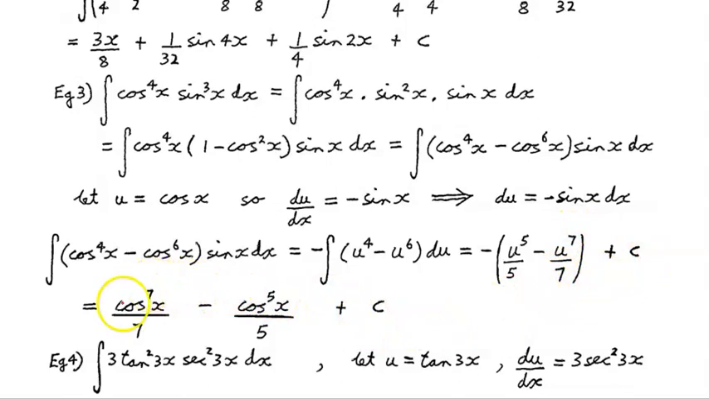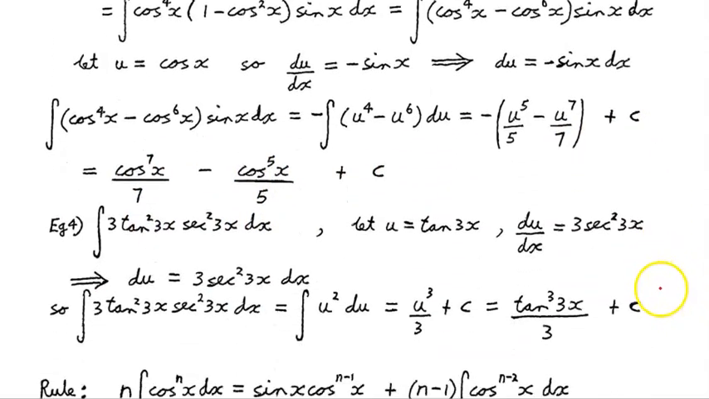Then we just substitute back in and multiply through by the minus 1, which just reverses the order. It puts the u to the power of 7 in the front, u to the power of 5 second. And so we have cos x to the power of 7 on 7, minus cos x to the power of 5 on 5, plus a constant of integration.